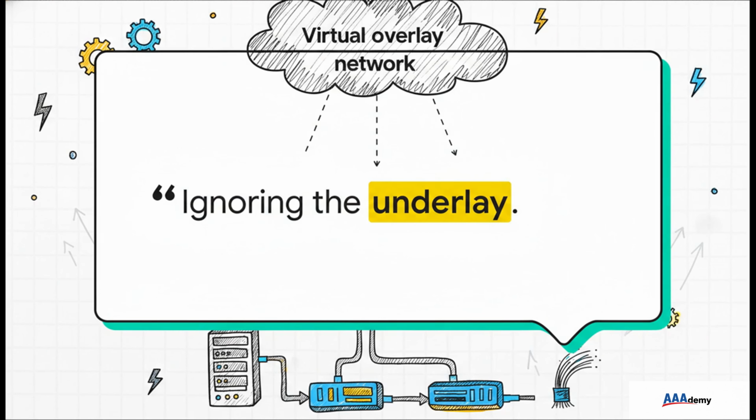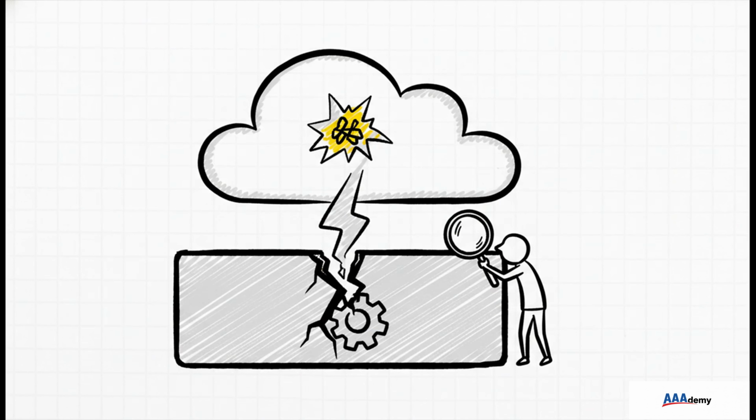All right, the second major pitfall is ignoring the underlay. In other words, forgetting about the physical network. Look, your shiny new virtual network is only ever going to be as good as the physical hardware and cables it's actually running on. And the consequence of ignoring this is just maddening.